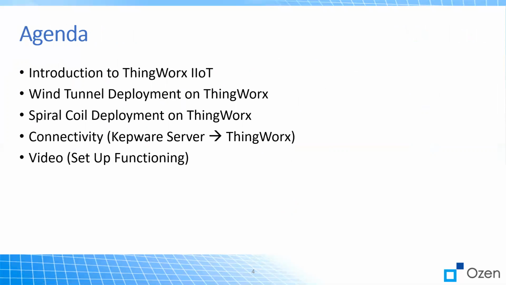To go through the agenda, first I'll have a quick introduction on Thingworx IoT, then I'll go over the wind tunnel deployment on Thingworx. After that, I'll focus on spiral coil deployment on Thingworx. Following it, I'll describe connectivity, specifically using Kepware server and how this is connected to Thingworx. And at the end, there's a video to see how we set up the physical model and then also the digital twin and connected them together. And we can compare the results with each other.